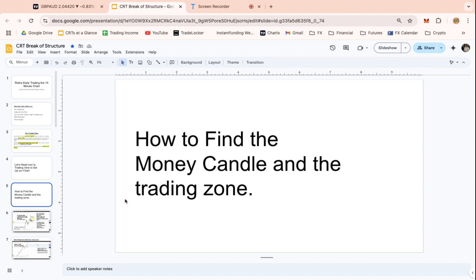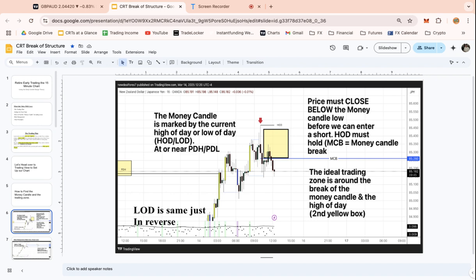So how do you find the money candle and the trading zone? Here it is. The money candle is going to be marked by the current high of day or low of day. So Mark Levels is automatically going to mark that for us. Isn't that wonderful? The red arrow right here, where it says HOD, that right there is the money candle. So you do not have to wonder, is this the money candle? Is that qualified? All you need to do is ask what candle on the 15-minute chart has the HOD by it if you're going short, for example. That's your money candle.